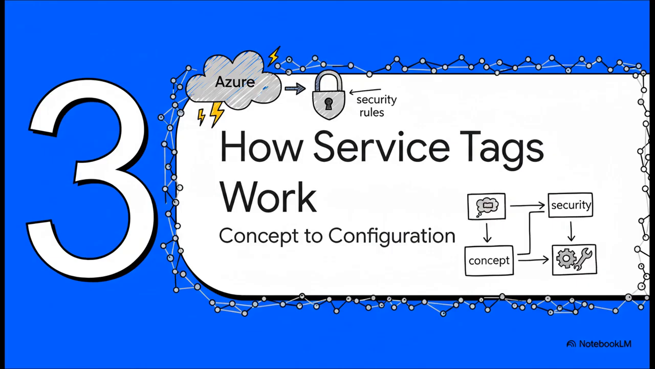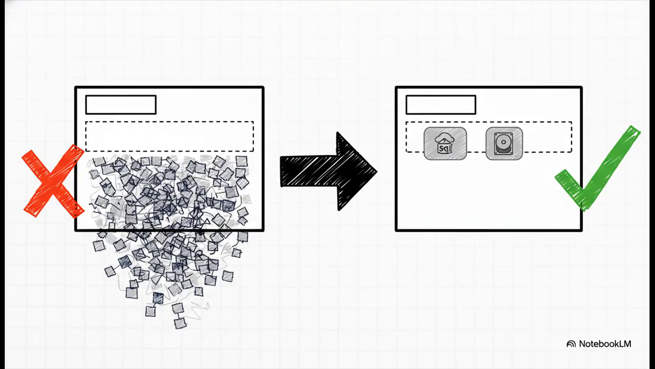Okay, so we know what they are. We know why they're great. Let's get into the how. How do we actually build these into our security rules? I think you'll be surprised at just how straightforward it is. This is the whole magic trick right here. Wherever you would normally paste a giant list of IP CIDR ranges, you know, that shorthand for blocks of IP addresses, in a network security group or Azure firewall rule, you now just type in the service tag name.